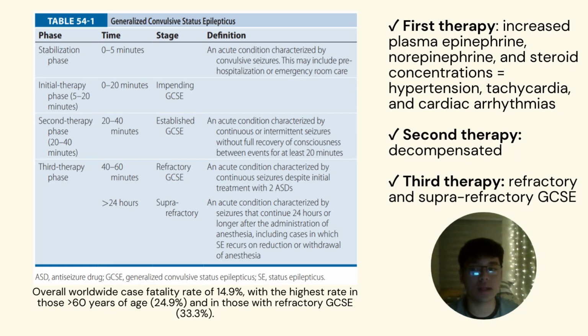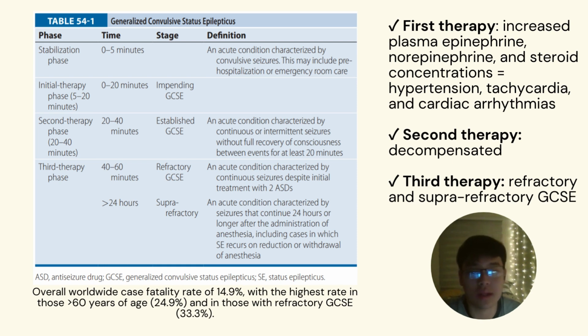So GCSE being the most common and severe form of status epilepticus, it occurs when the time of ongoing seizure activity extends past 30 minutes, after which there is a risk of long-term consequences. So there are actually 4 stages of GCSE or generalized convulsive status epilepticus. These are number 1, stabilization, number 2, initial therapy, number 3, secondary therapy, and number 4 is third therapy.